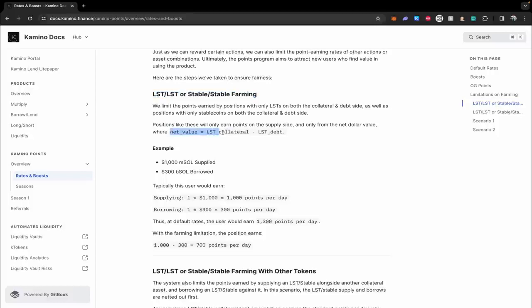So to briefly summarize how this works, let's say for example you provide MSOL and borrow BSOL, which is very similar to what we did in the original video. Supplying $1,000 worth of MSOL would earn you 1,000 points a day, and borrowing $300 worth of BSOL would earn you 300 points a day. But with the farming limitation, which is essentially lend points minus borrow points, you would end up with a net of only 700 points per day. So in my opinion, assuming you can tolerate some risk and are willing to monitor your position regularly, supplying SOL and borrowing a stable against it seems to be the very best way to get that 3.5x boost.